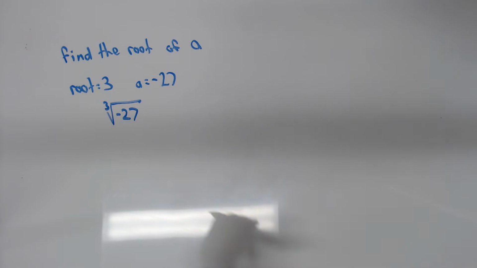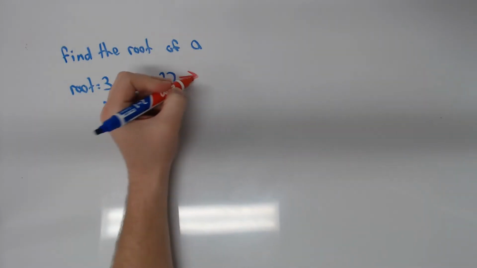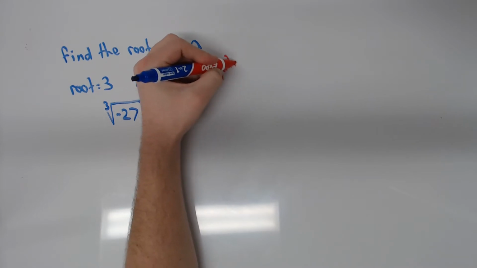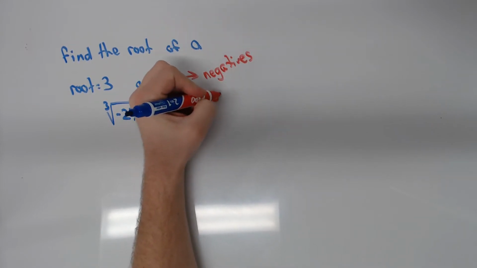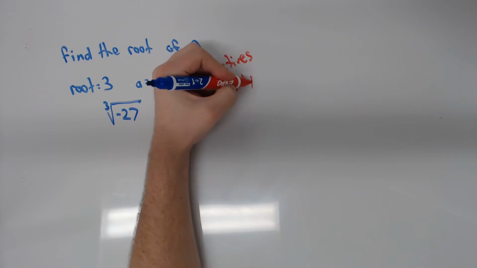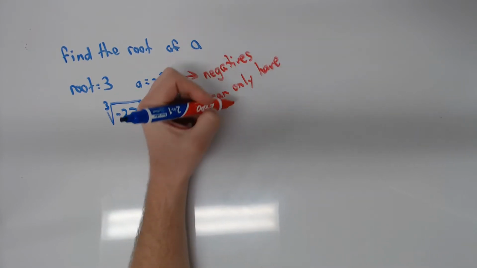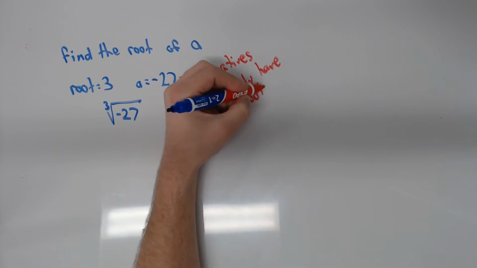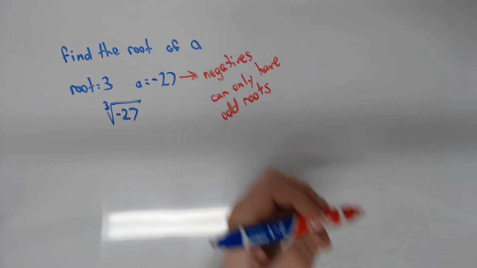So here's one little fun fact. Always full of fun facts. Negative numbers can only have odd roots if we're looking for real numbers. There is such a thing as imaginary numbers, but we're not there yet.